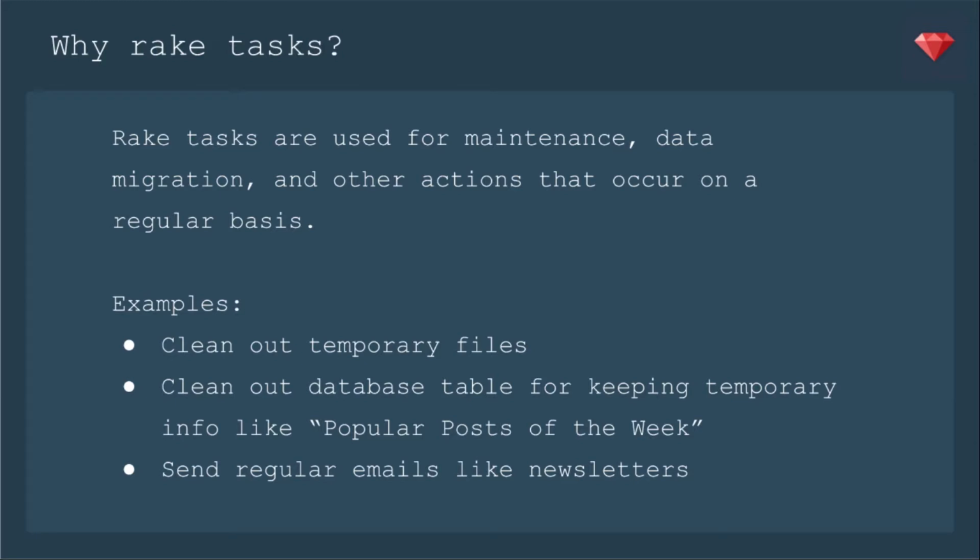So why rake tasks anyway? Well, rake tasks are used for maintenance, data migration, and other actions that occur on a regular basis. A few examples are to clean out temporary files, clean out database tables for keeping temporary info like popular posts of the week or something like that, and then to send regular emails like newsletters.